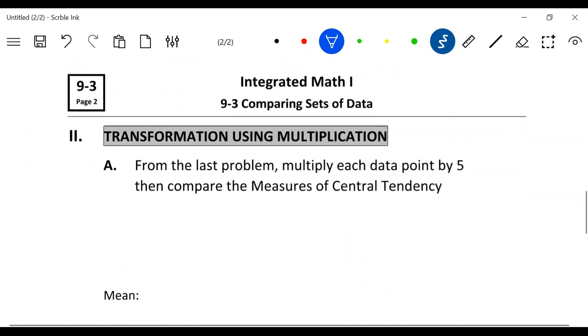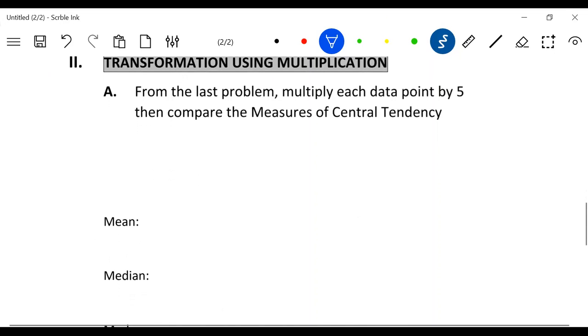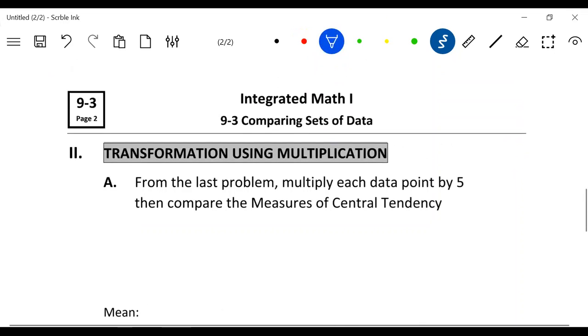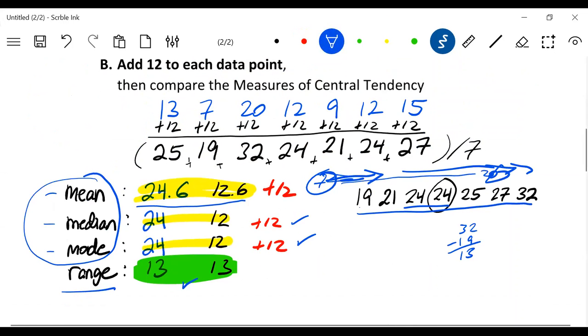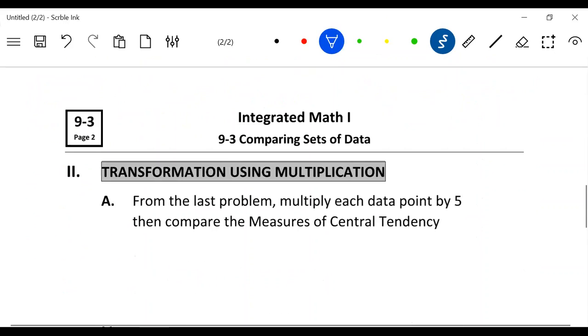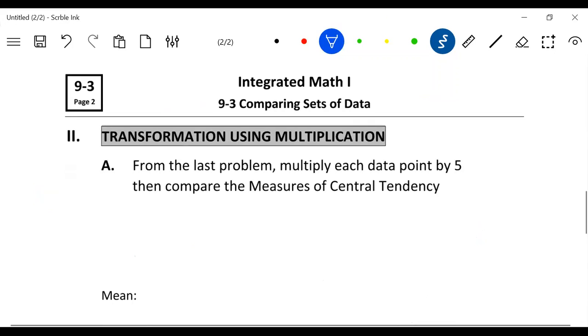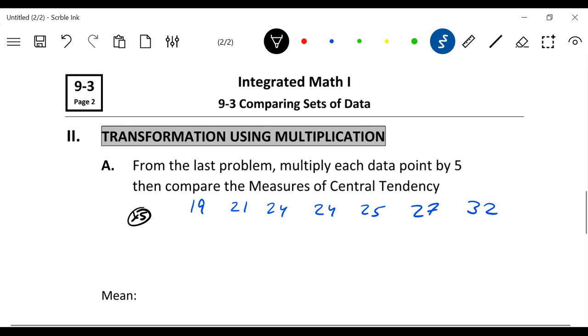Now, it's a little bit different with multiplying, but let's see how much different. Let's take the same problem, and this time let's go ahead and take the numbers already put in order. So that means I'll take the 19, 21, 24, 24, 25, 27, and 32. And now we are going to multiply them by 5. So when I multiply everything here by 5, I get, oh, wait a minute, my mistake.